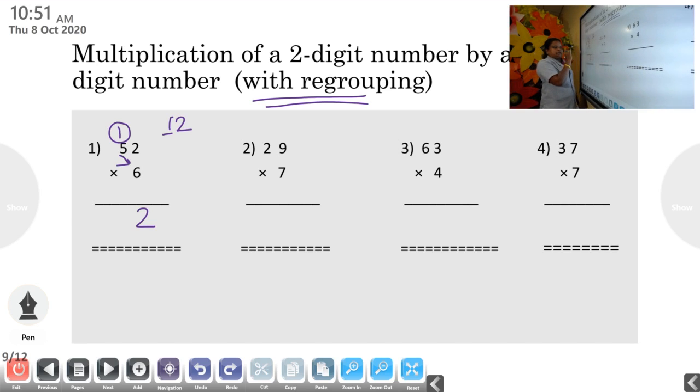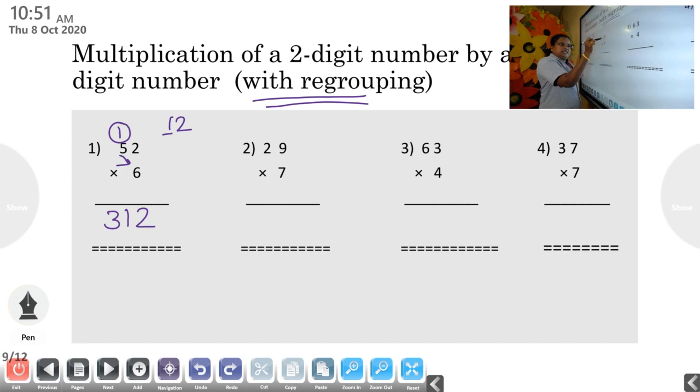5 into 6. Multiply the tens place by 6. 5 6 are 30. Then 30 plus carry over. 30 plus 1 is 31. Any doubt? Okay, next. 29 into 7.